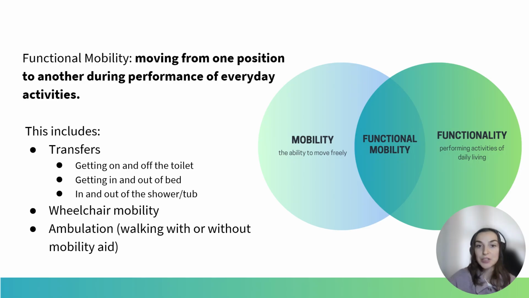Let's define functional mobility. This means moving from one position to another to do an activity. We all use functional mobility in our daily lives when we get in and out of bed, in and out of the shower, when we walk around with or without a mobility device, and for wheelchair users, navigating the use of a wheelchair to get around as well. At Cheers, we all play an essential role in helping clients to move around in their daily lives.